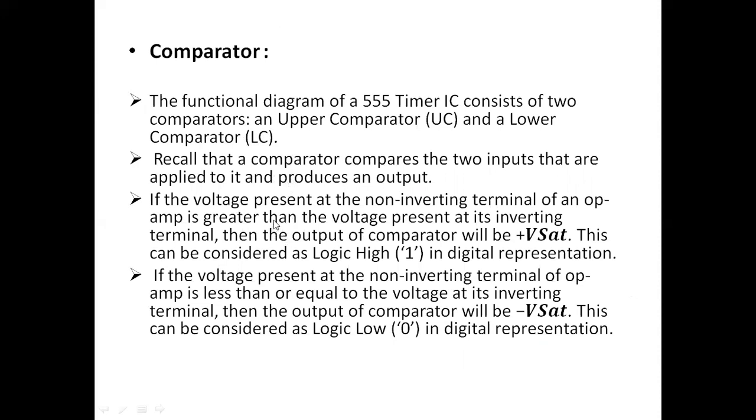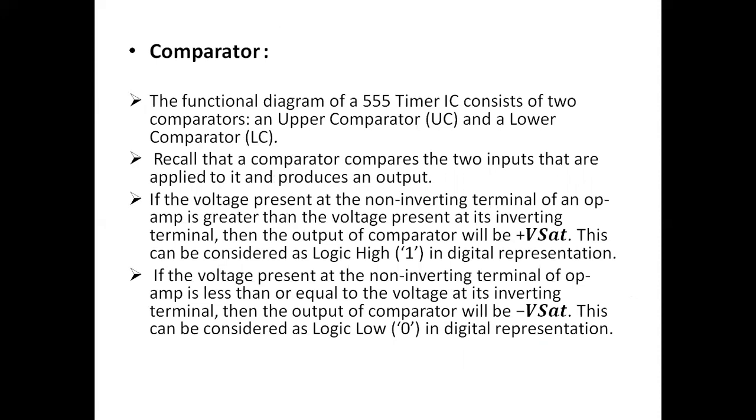And we have 2 comparators, upper and lower. Depending on the inputs, we can get an output of plus VSAT or minus VSAT. If the voltage at the non-inverting terminal is high compared to the inverting terminal voltage, then we get plus VSAT, and that is logic 1.